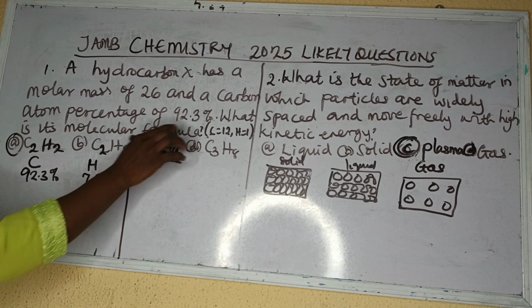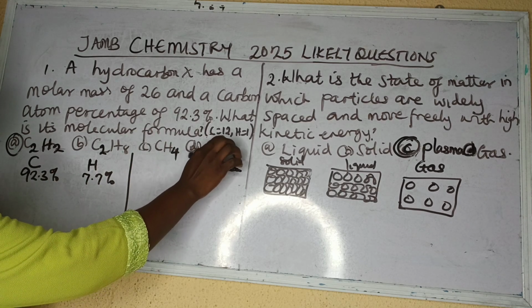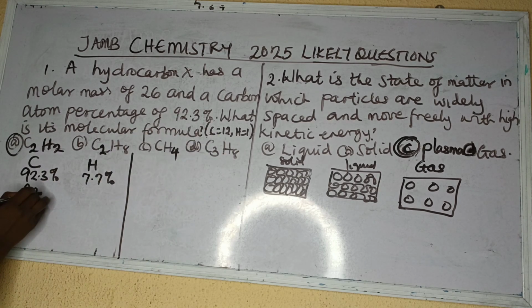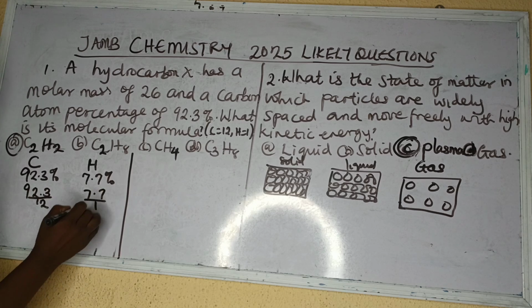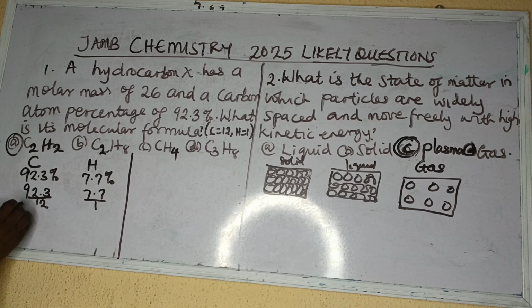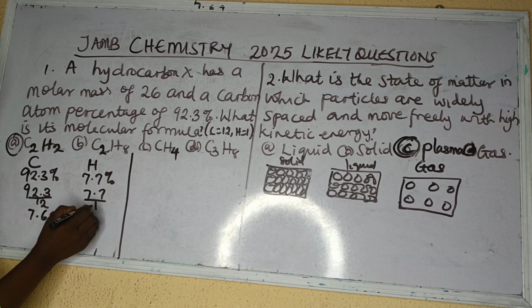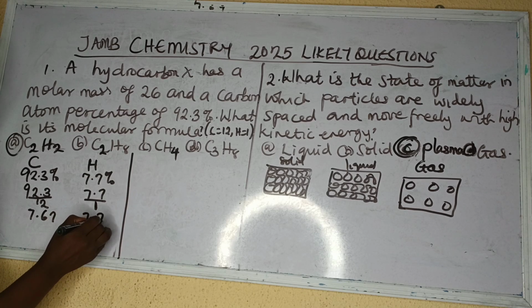The next thing, from the information provided, the atomic mass of carbon is 12. So we have to divide this percentage composition by the atomic mass of each element. In this case, 92.3 divided by 12 gives us 7.67, while 7.7 divided by 1, which is the atomic mass of hydrogen, gives 7.7.